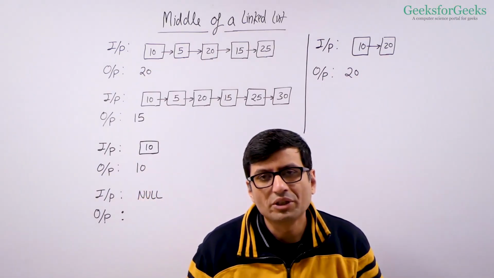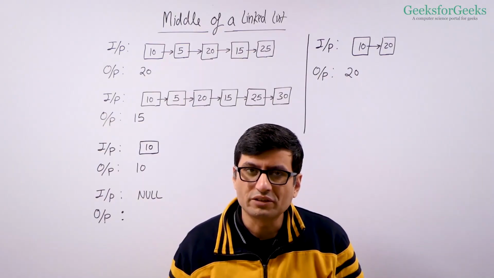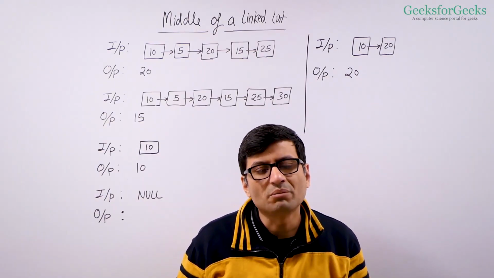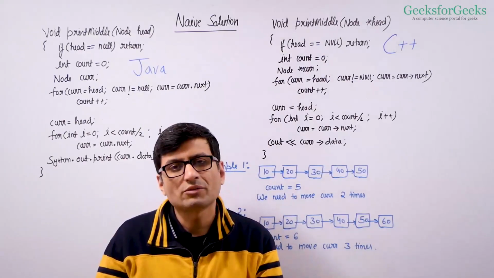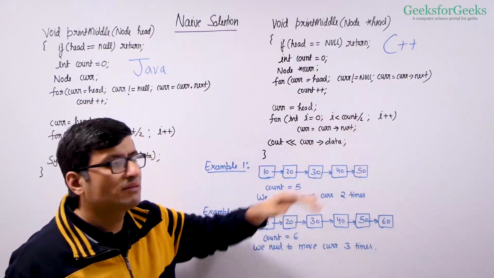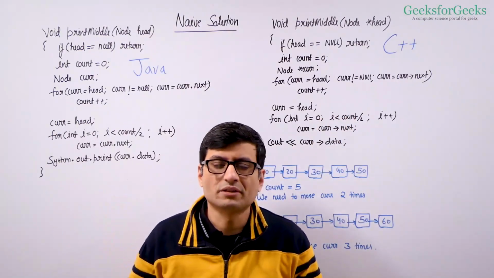Now please pause this video and try to write down a function that takes the head of a linked list as an argument and prints the middle of the linked list. Let us first talk about the naive solution. Here is the C++ implementation of the naive solution and here we have the Java implementation.